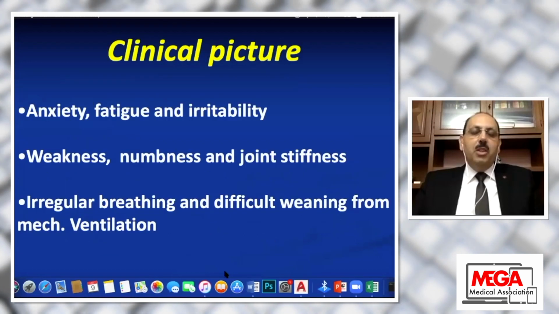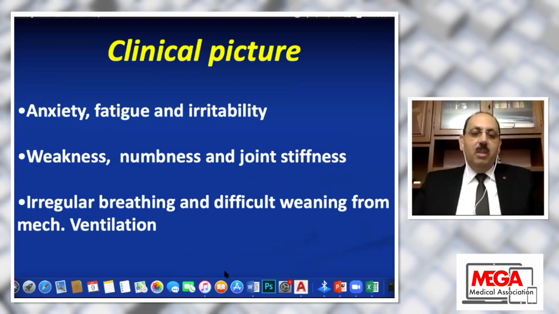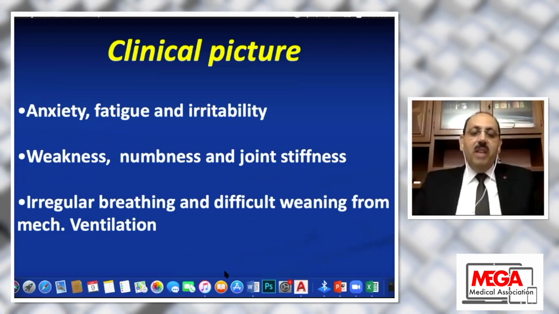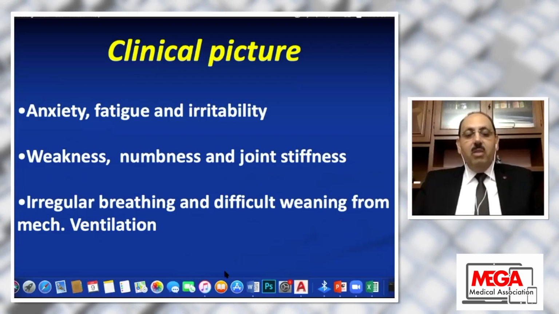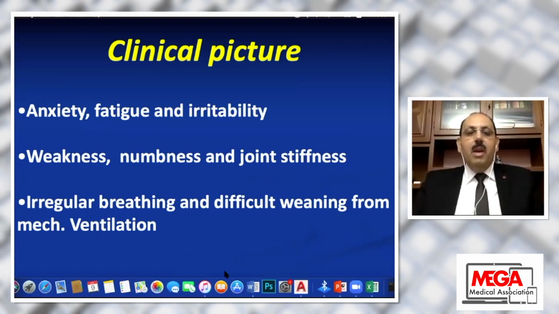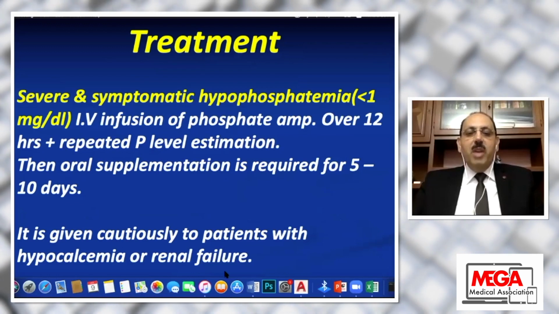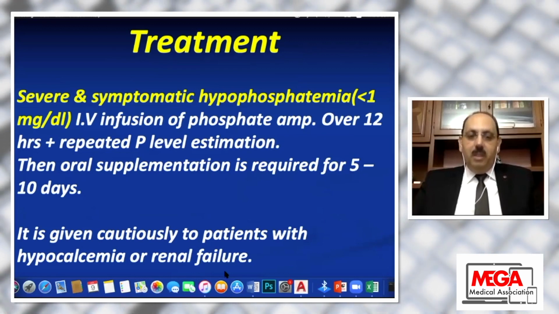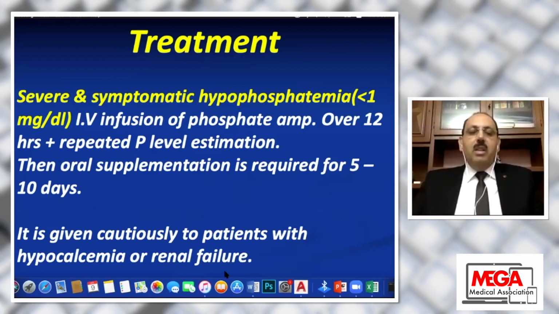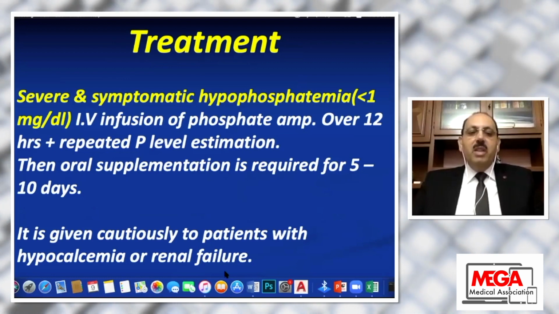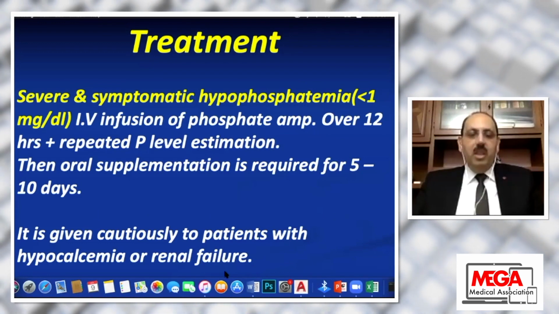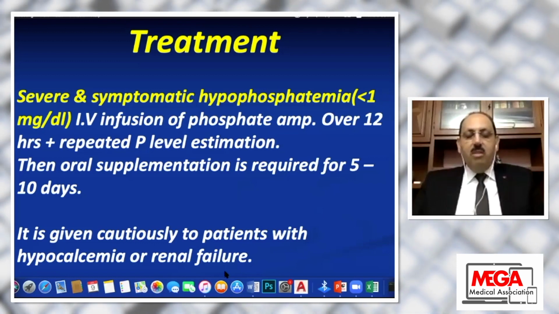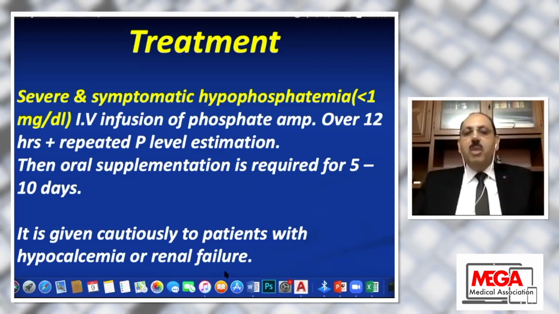The clinical picture of hypophosphatemia is anxiety, fatigue, irritability, weakness, numbness, and joint stiffness. It also affects breathing, causing irregular breathing, and it may be a cause of difficult weaning from mechanical ventilation. For treatment in severe and symptomatic hypophosphatemia, start an IV infusion of phosphate ampoule over 12 hours with regular estimation of phosphorus level until the normal level is maintained. Then oral supplementation is required for 5 to 10 days. It is given cautiously to patients with hypocalcemia or renal failure, as it may accumulate and cause hyperphosphatemia.